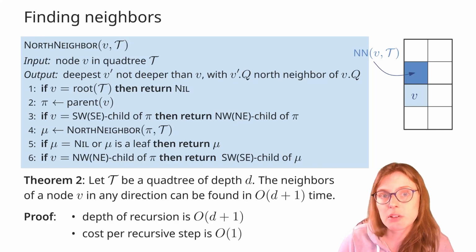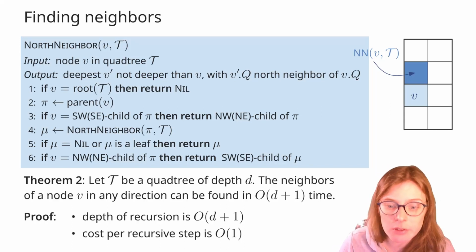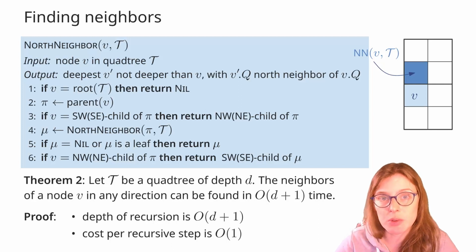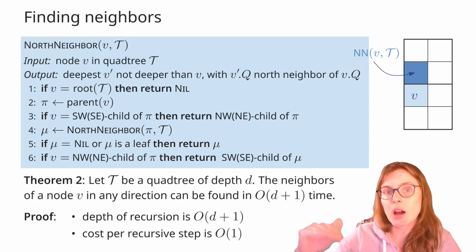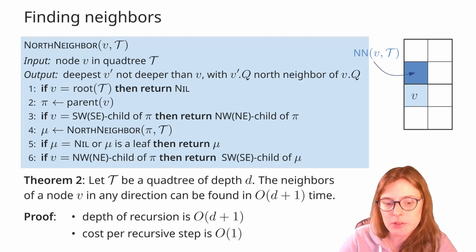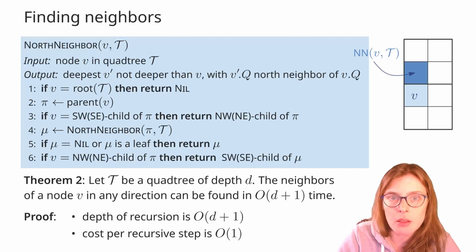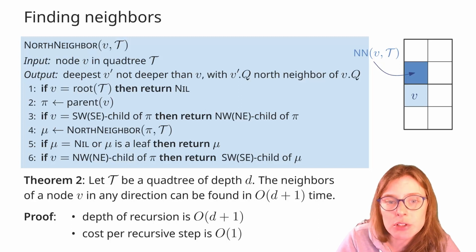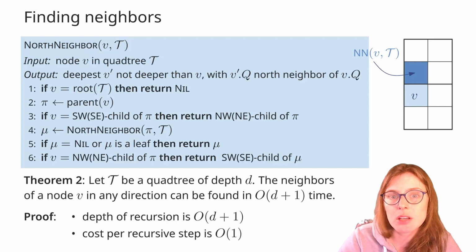To prove this theorem, we can observe that the depth of the recursion is order d+1. We are only moving up the tree when calling the recursion, and the cost per each recursive step is constant. Thus, indeed, the running time of traversing the quadtree subdivision by moving between neighbors can be done in order of the depth of the quadtree.